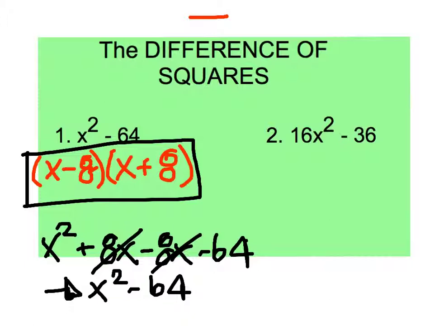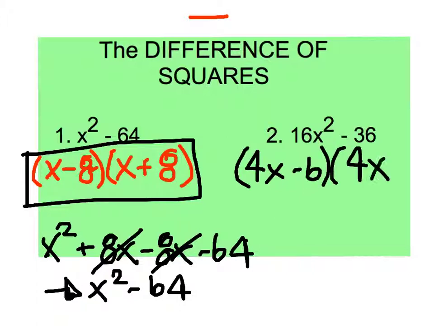All right, let's look at question number 2. I've got 16x squared minus 36. Now the question is, can I factor it using the difference of squares? Well, I have subtraction, so I know it's a difference, and 16x squared and 36 are both perfect squares. So I can go ahead and factor those. All right, so I can factor these into, let's see here, the square root of 16x squared. That's going to give me 4x. Square root of 36 is 6. So I'm going to factor that into 4x minus 6 times 4x plus 6.